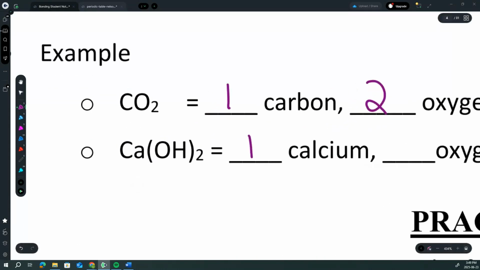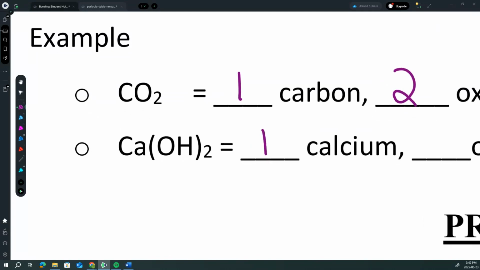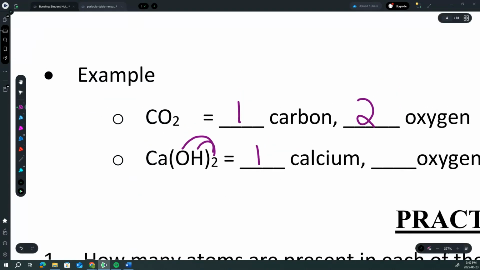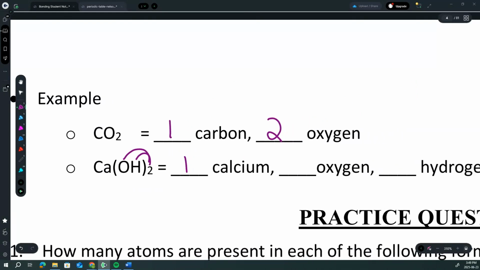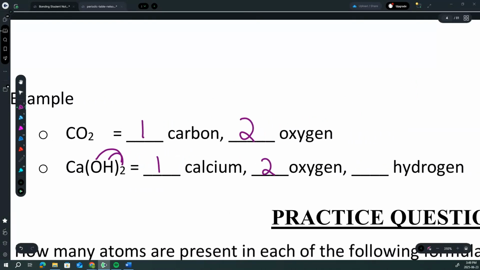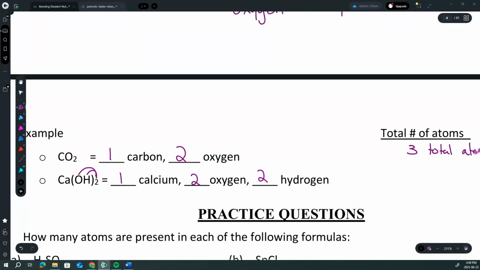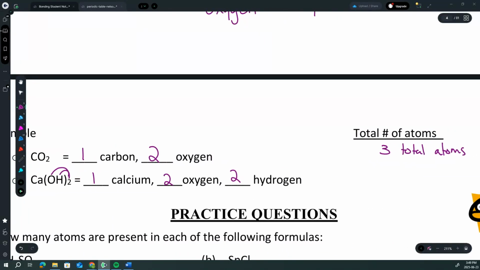However, for oxygen and hydrogen here, both of those are in brackets. And what that means is that this subscript 2 that comes after those brackets applies to both of them, both the oxygen and the hydrogen. So I'd say, okay, there's 2 atoms of oxygen and there's 2 atoms of hydrogen. So in total, there's 5 atoms.